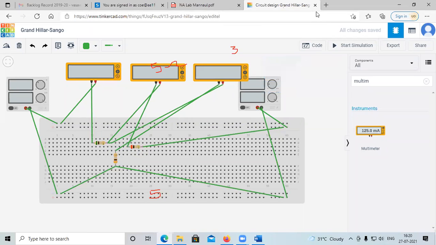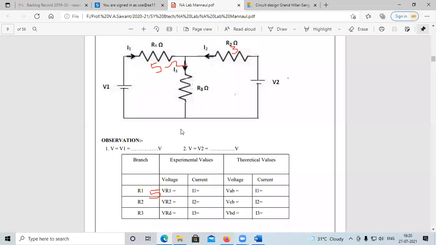Value of R2 is 2 ohm, and R3 is 3 ohm. You can take whatever value seems appropriate, but for calculation and theory, here it is 2 ohm and here it is 3 ohm. So we have 5, 2 and 3.